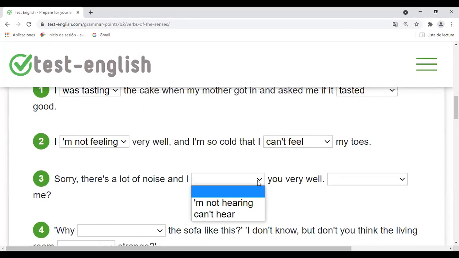Sorry, there's a lot of noise. I'm not hearing you very well, or I can't hear you very well. Remember, this is something that was in the book as well: if you use one or the other, it's because either you're not willing to listen or you don't want to listen. There's a difference. So go ahead and tell me which one you will choose. I can hear you very well.